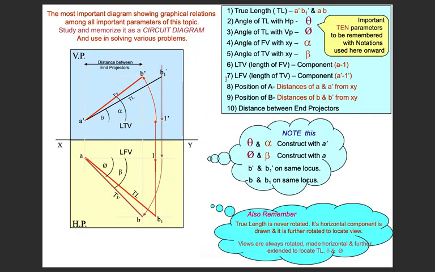The most important diagram showing the graphical relation amongst all parameters of this topic. We should study and memorize it as a circuit diagram and use it in solving various problems. So here's the circuit diagram you can see, and these are the 10 parameters you should always remember, and they should be used with notations from now onward.